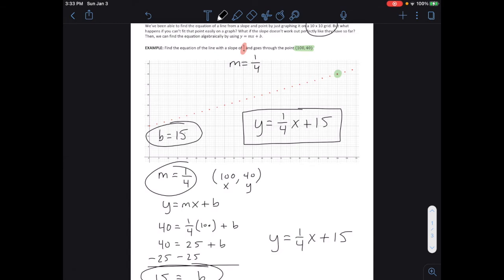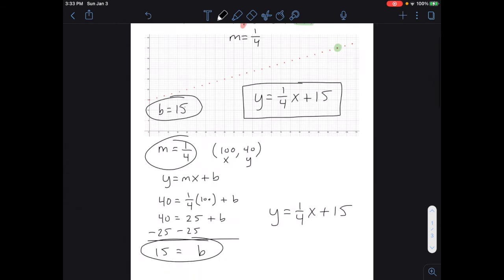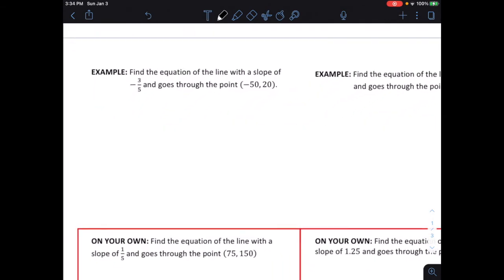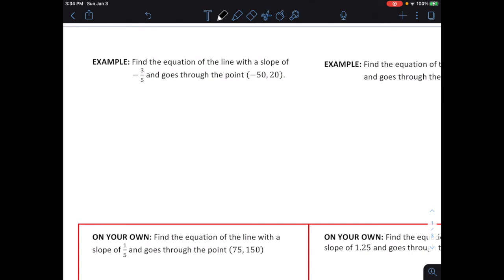And a lot of times we wouldn't even be able to do this because we don't have graphs this big. I'm sure you could go out and find one on the internet somewhere, but what's the point in doing that when you can remember this mathematical way to do it and be able to find the equation of the line? Okay, so let's go through a couple more examples, and then you're going to have a couple to do on your own. Okay, so the key here is identifying what you have.